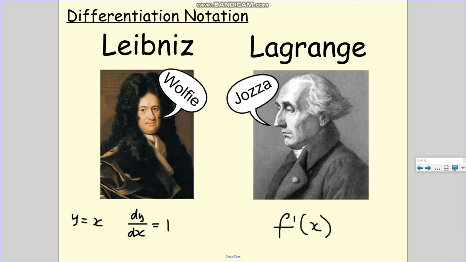So Leibniz was primarily into his geometry. That's why his notation is mostly to do with y's and x's. Joseph Lagrange over here, he was into functions. That's why his notation works with function notation. We're going to do a few geometry problems now, so we're going to be using Wolfram Leibniz's notation. Wolfie's the guy that's to blame for this next part of the lesson.